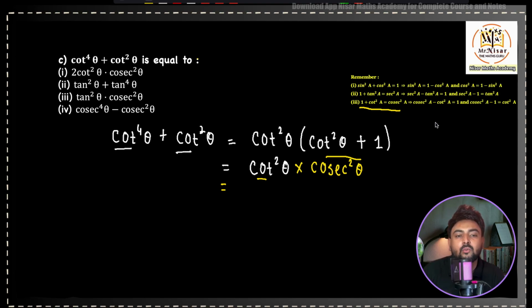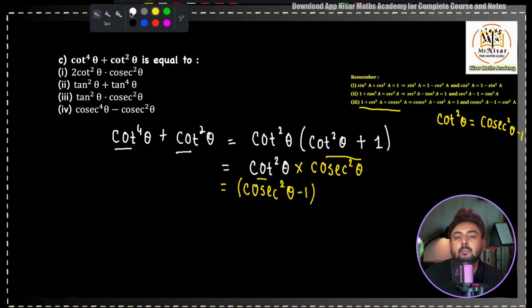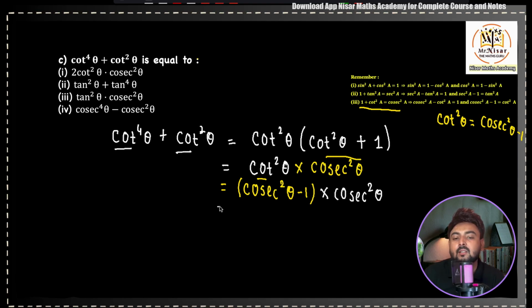If I solve this identity, what I'll get? Cot square theta is equal to cosec square theta minus 1. So that only I'll use here. Cot square theta means it is cosec square theta minus 1. And what is remaining in the above step? We are left with cosec square theta as it is. I'll write that. See, wherever I am changing, I am just coloring it. Now you can see here, I'll multiply this single monomial with this binomial.